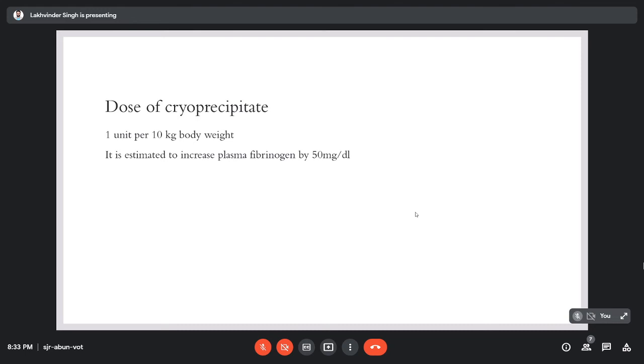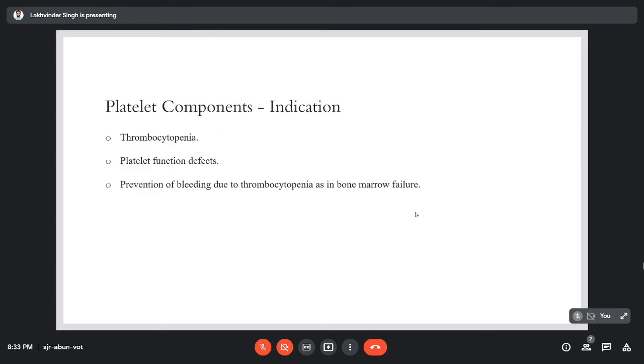Right? So if you give this dose, 9 units to a 90 kg person, it is estimated to increase the plasma fibrinogen by 50 milligram per deciliter. So if a person is having 100 milligram, after one dose it will be 150 milligram per deciliter, provided there is no bleeding. If bleeding is there, then you may have to give continuous infusions.